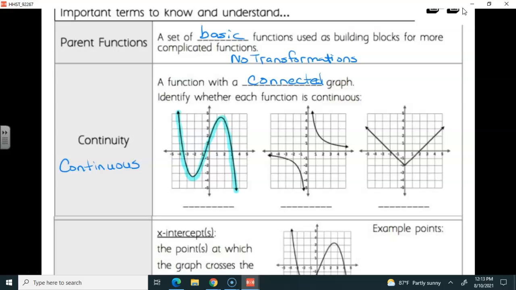So this one here would be yes. But then if I go to the next graph, I can draw this first one, and that part is continuous. But in order to complete the graph, I would have to lift my pencil. So that is not a continuous graph. So that is no. And then the last one is yes. So you should know what a continuous graph means, and then our parent function.